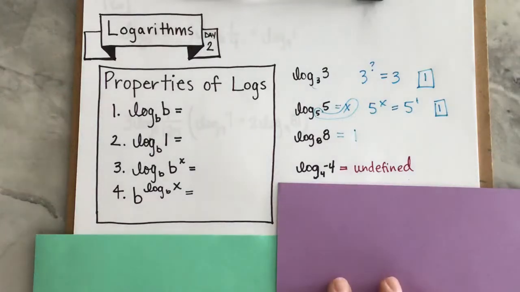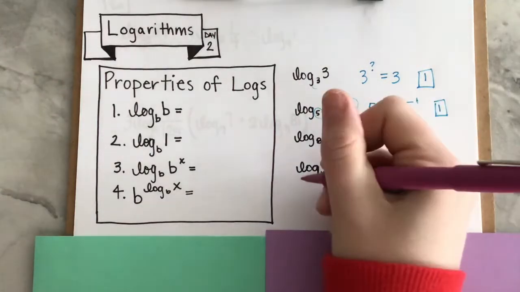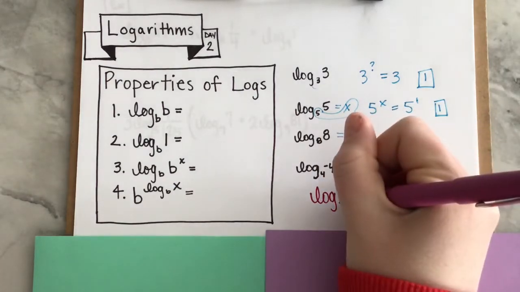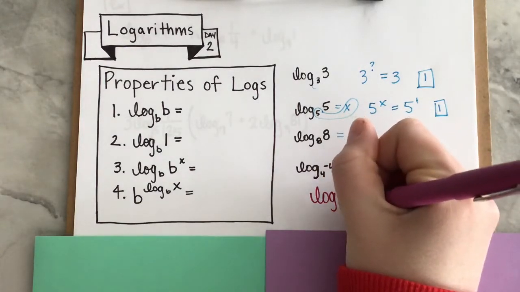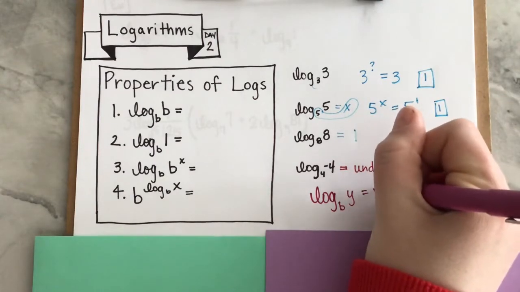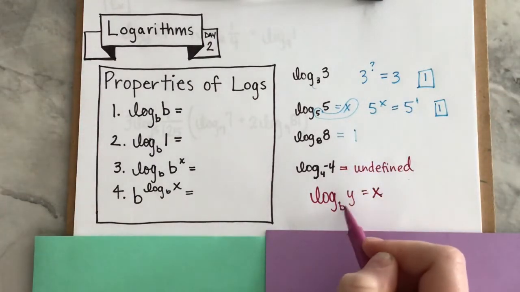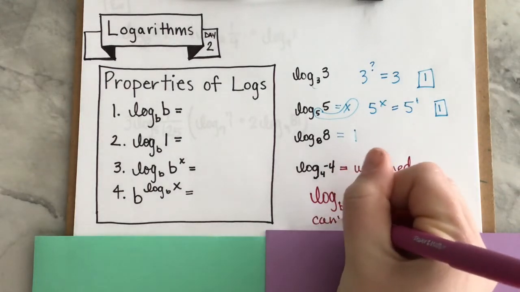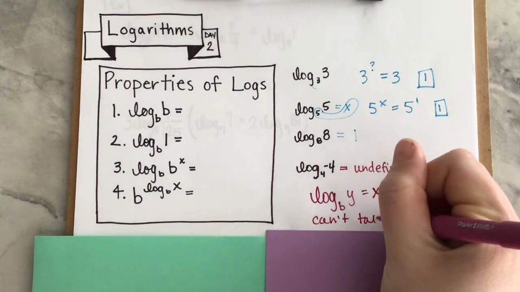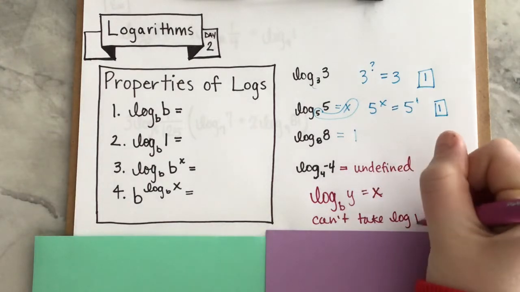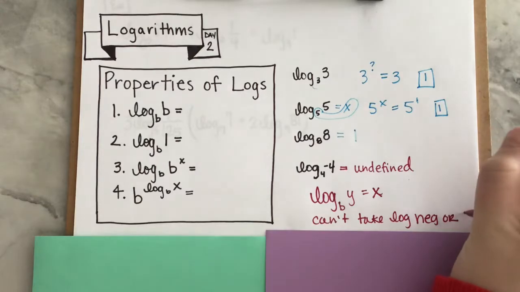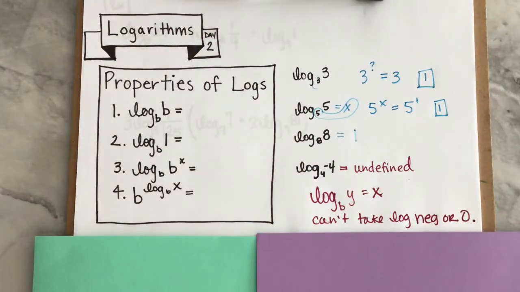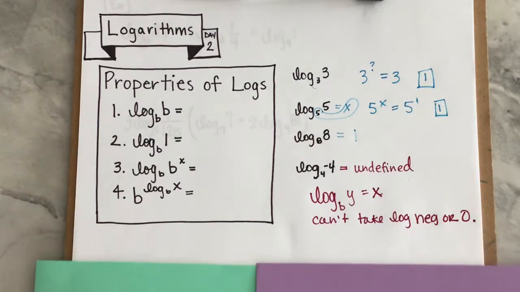And so one important thing for you guys to know is when we're looking at this whole log base b of y equals x, these two numbers will always end up having to be positive. You can't take the log of a negative or of 0. And it goes back to the graphs of the exponentials.